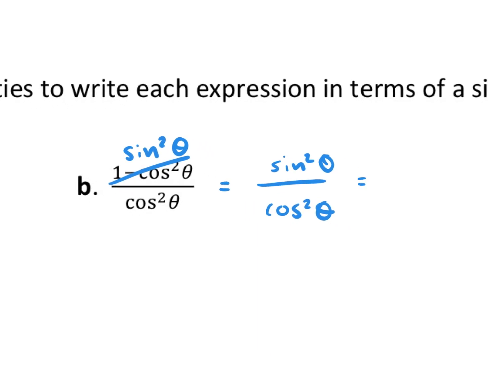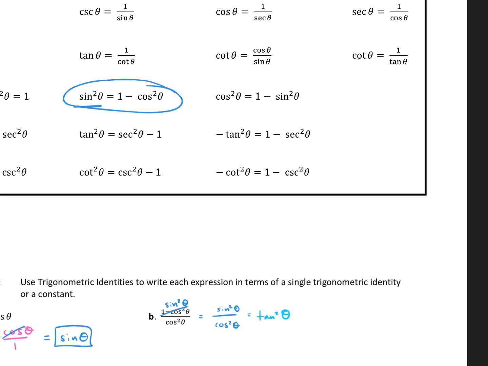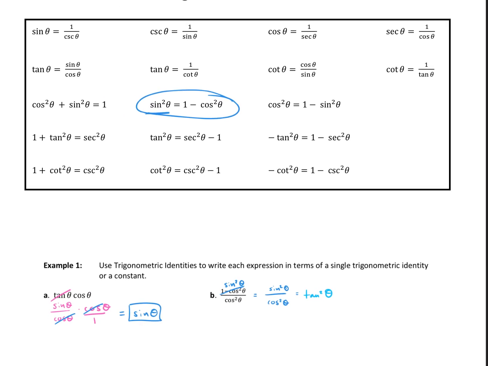What does this simplify to? Perfect. Tangent squared. Because we know that sine over cosine is tangent, so since it's sine squared over cosine squared, it would be tangent squared. We're using this identity here.